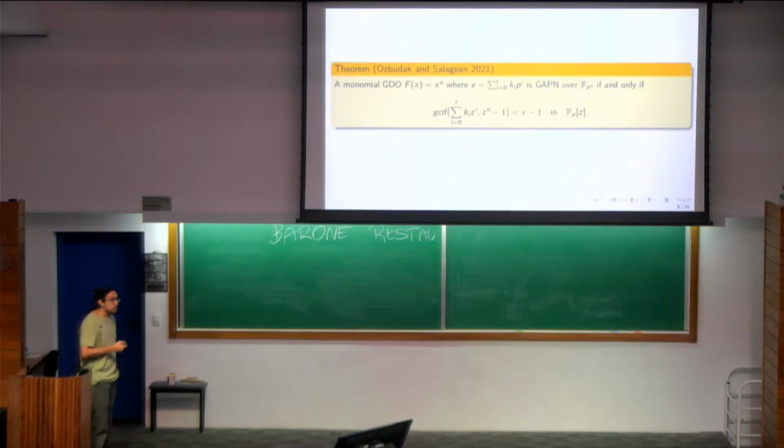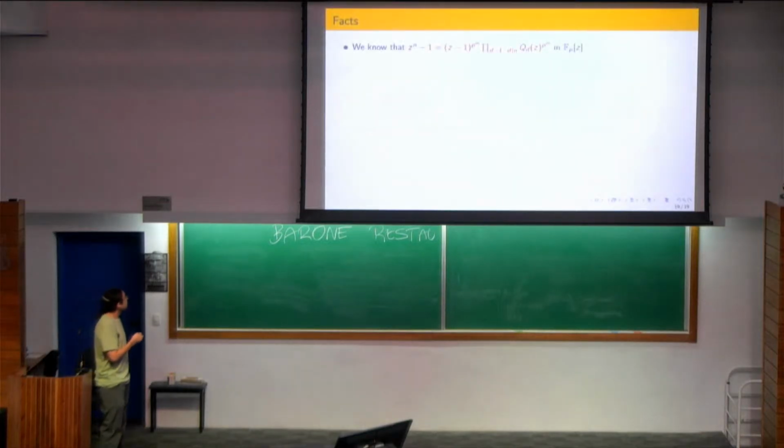An important result about those functions was given by Özbudak and Salajan in 2021. We take any generalized Dembowski-Ostrom monomial, and the result is that this function is GAPN if and only if the GCD of this term and this term is equal to x minus 1 in Fp[Z]. So we are going to fix this term and search for n such that we have this equality.